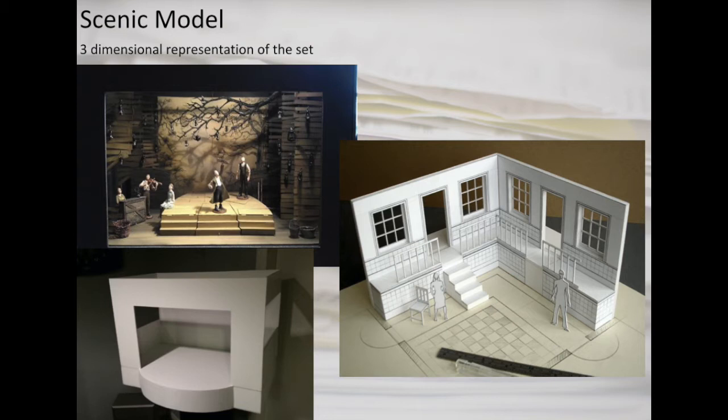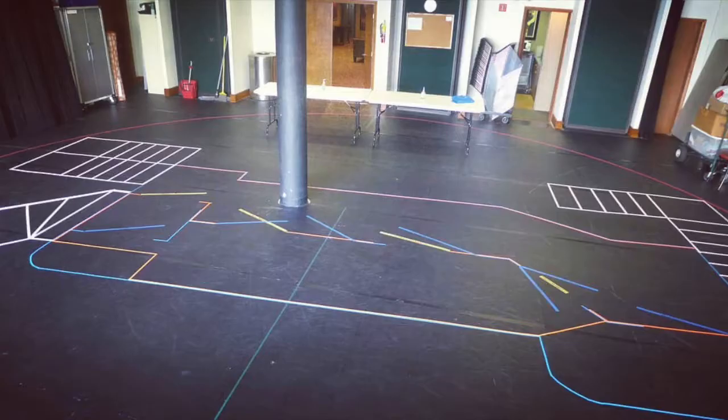And sometimes we have scenic models, which is a three-dimensional representation of the set, but a lot of times people do not do this anymore. The scenic model is helpful in a way for directors because you can't see the set, and the stage manager just takes the ground plan and tapes down the dimensions of the set, but actors always ignore the lines and stuff. But not always, sorry team.